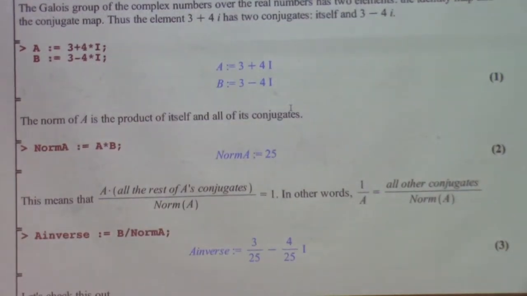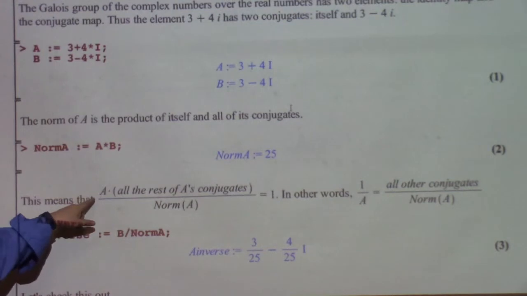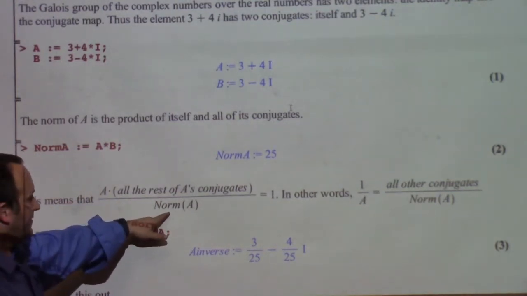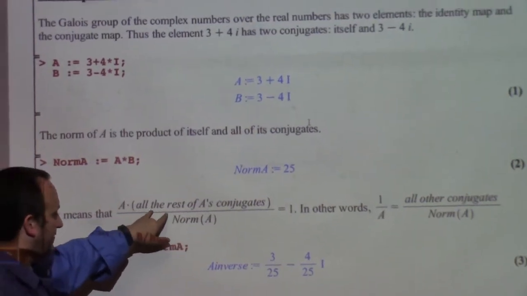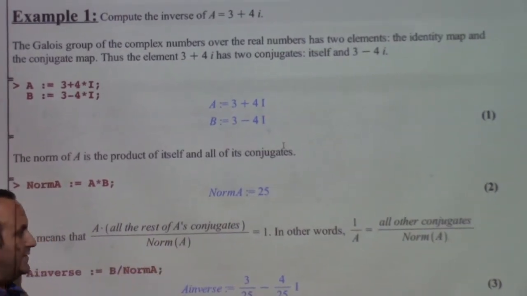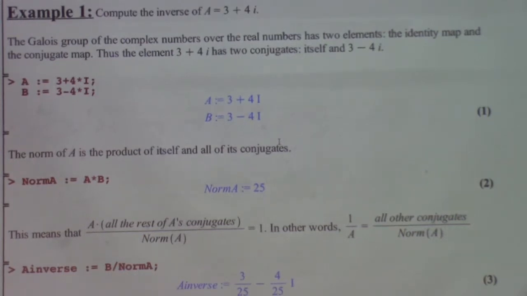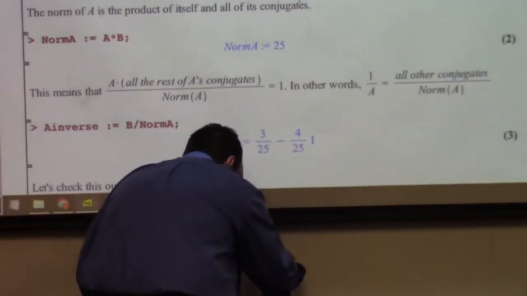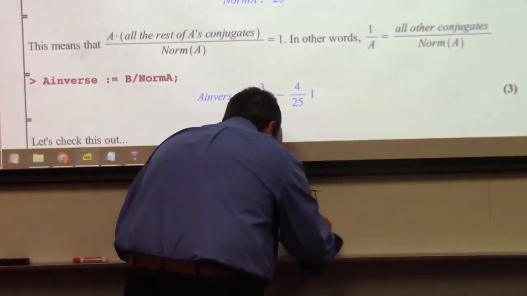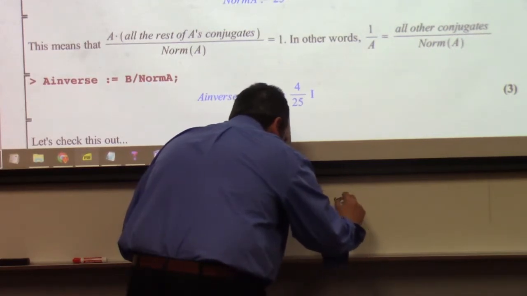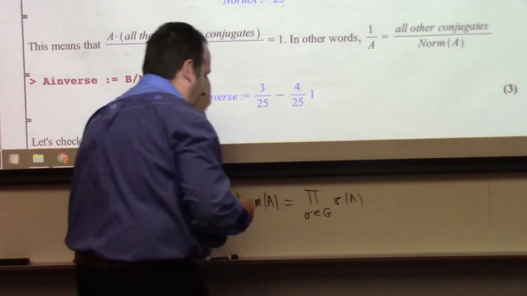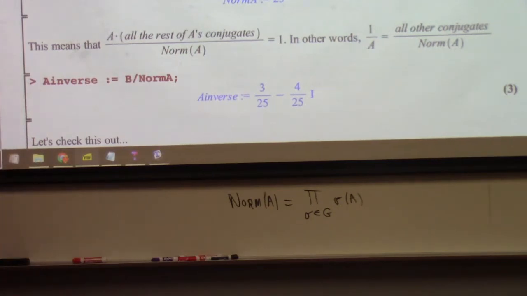But he points out that the pattern is really this. You're taking what's given, dividing by the norm of A, and multiplying it by the rest of A's conjugates. What's the norm of A? The norm of A is defined to be the product of A and also A under every Galois conjugate. So really, the definition is just this: the norm of A is the product over sigma in the Galois group of sigma of A. That's what the norm of A is.